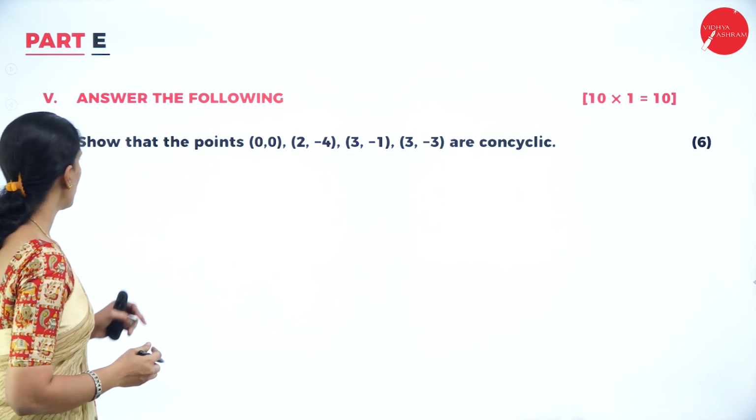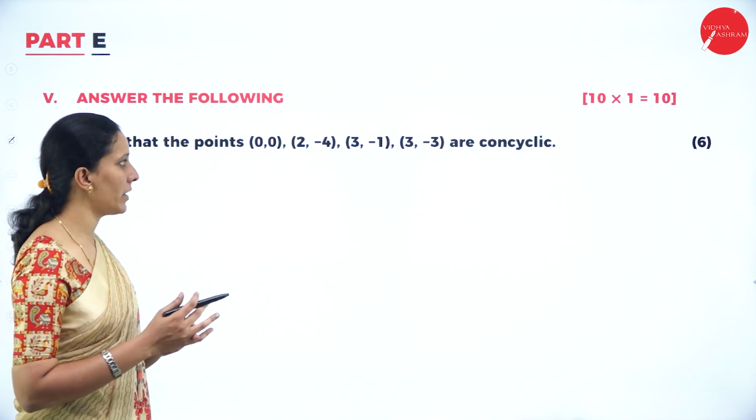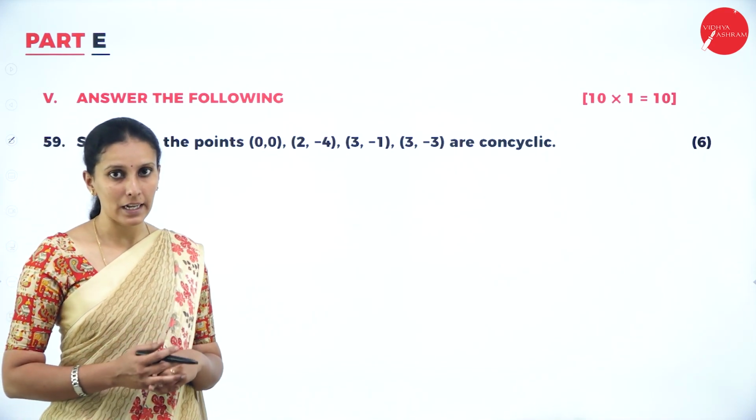Now, the question is given: show that the points (0, 0), (2, -4), (3, -1), (3, -3) are concyclic.